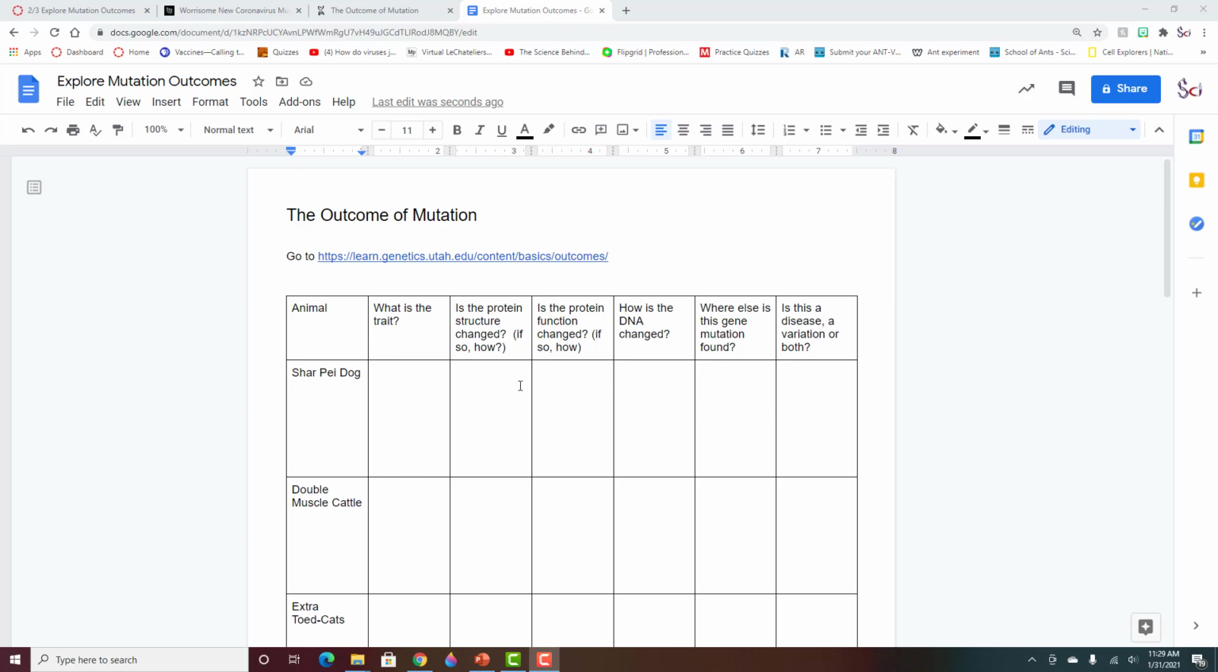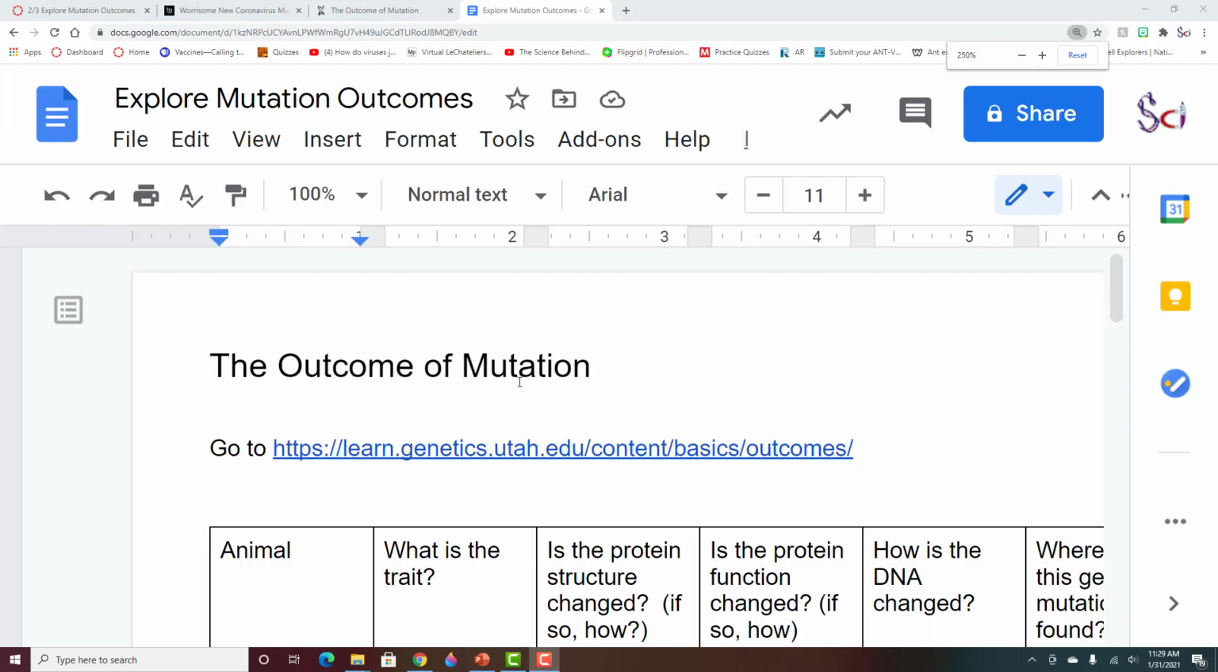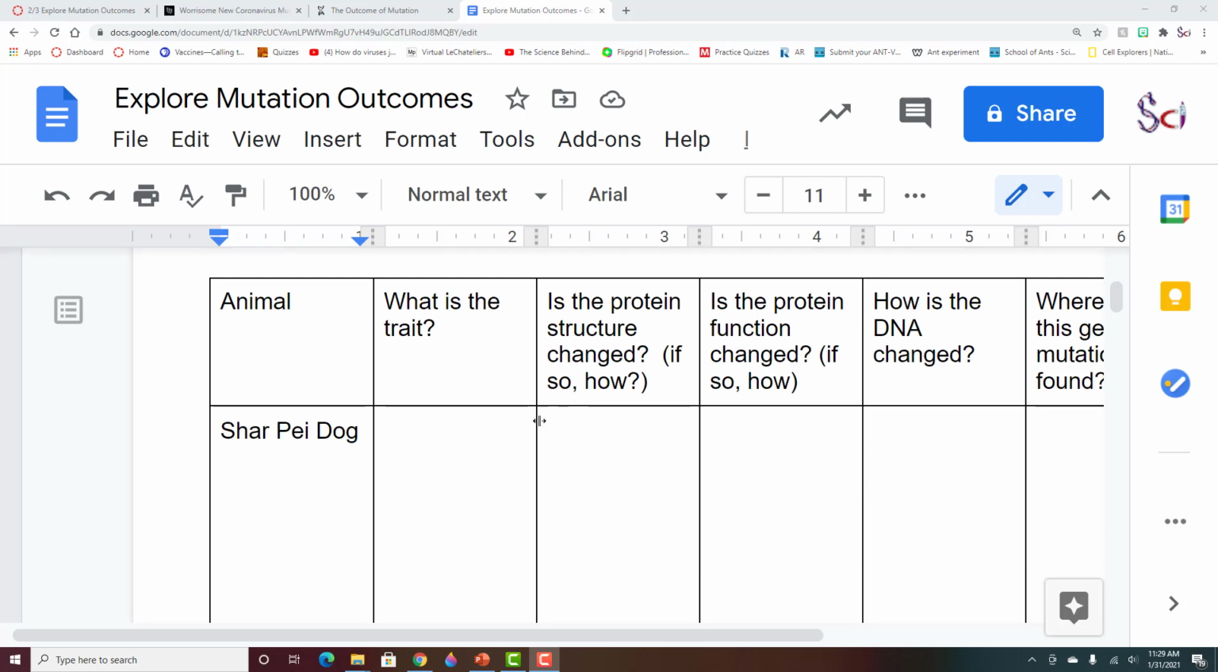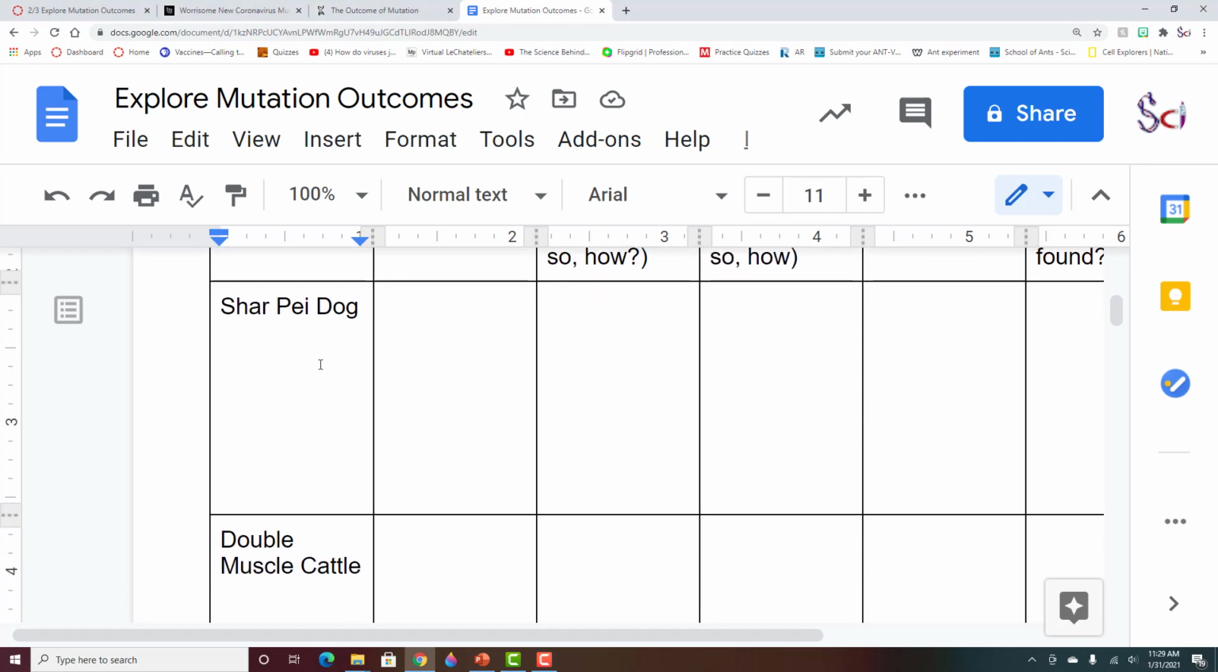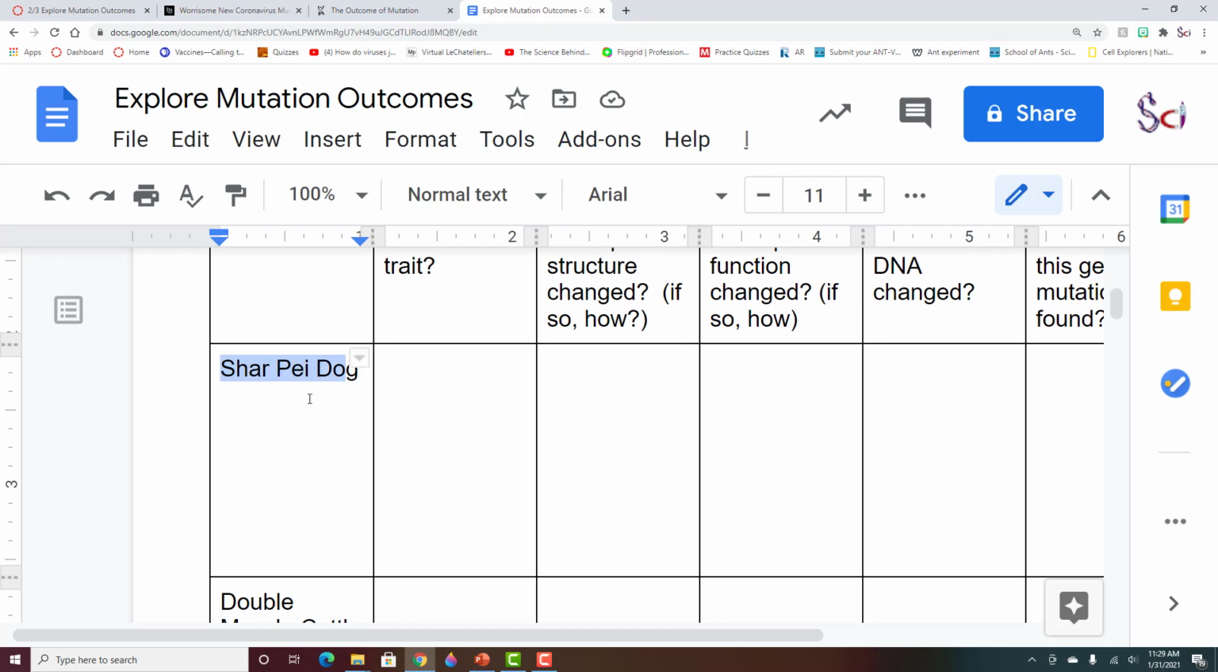So for this assignment here, the outcome of mutation, you're going to be looking at some mutations that you've probably seen, and you're going to be looking at why they occur. So kind of taking a dive into what's happening inside the DNA of that organism that's causing this mutation. So in this table, you have the animal column, and this is filled out for you. So our first animal is going to be a Shar-Pei dog.